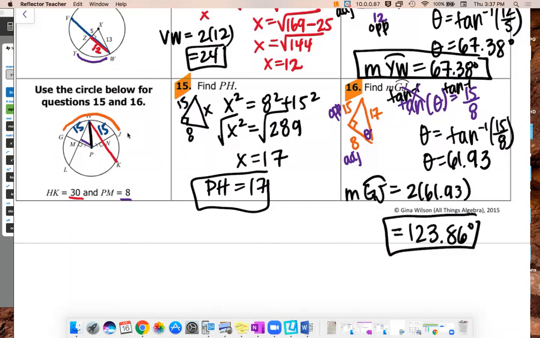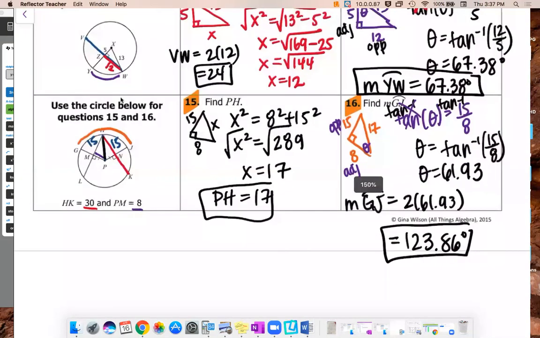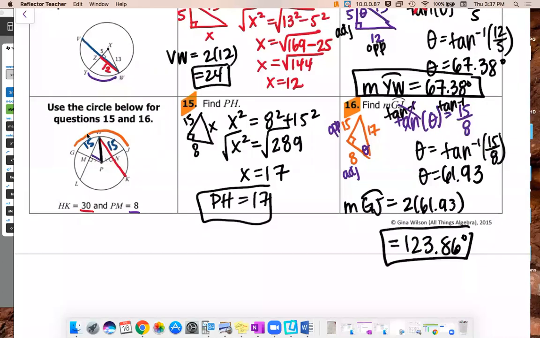So don't forget the things that we learned about circles the last time. If you have a central angle, your arc is equal to that as well. But there's a lot of loaded information in here.